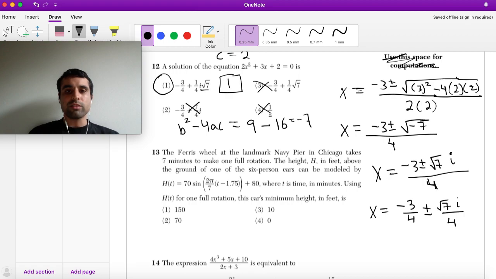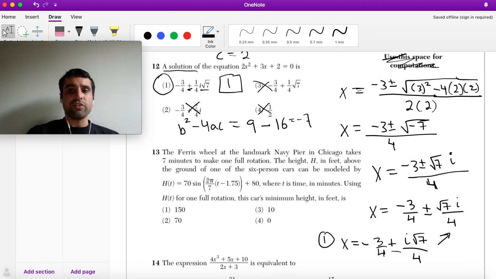If we were to multiply i radical 7 by 1, taking choice 1, the solution would look like this. And remember, they said a solution, they didn't put both, so we could put plus or minus to get both. It's negative 3/4. So if we just multiply by 1 on top here, it just becomes i radical 7 over 4, which is the same as this. So our answer is choice 1.